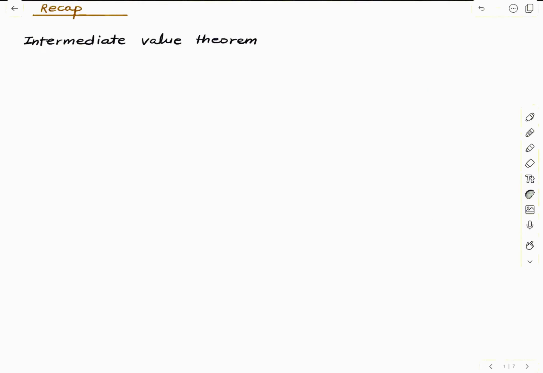Welcome to this lecture series in real analysis. In this lecture, we'll talk about monotone functions and let us recall something that we need. So we will only recall the intermediate value theorem.